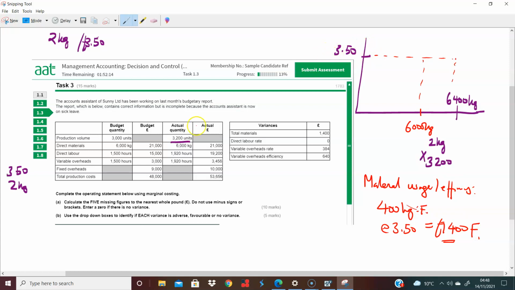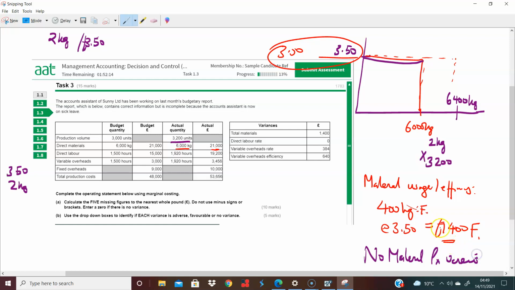Now, you actually did use £3.50 as well, because that didn't change. You spent 21,000 on 6,000 kilograms. So there is just no rate variance, because these two are exactly the same. That's my purple one doing the same thing as the red one. So there is no material price variance. The total variance must be the two together, which is 1,400 and zero, which is why we have 1,400 here.